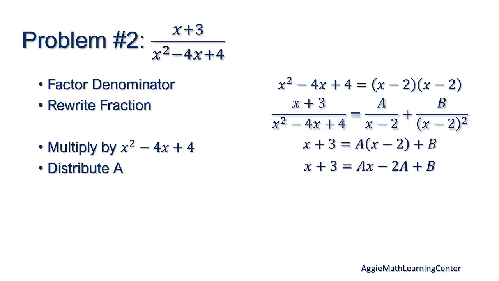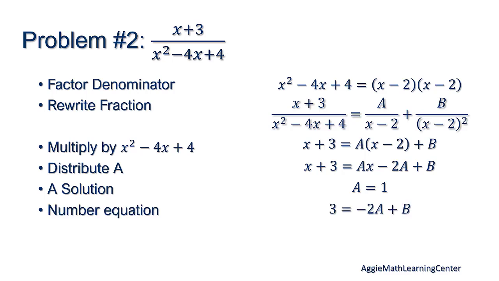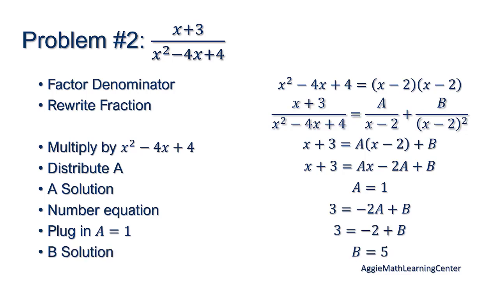After distributing the a, we have x plus 3 equals ax minus 2a plus b. We then see that there is 1x on the left side of the equation and ax is on the right side. Therefore, a must be 1. We also see that there is 3 on the left side, and our number term on the right side is negative 2a plus b. Since a equals 1, we know that 3 equals negative 2 plus b. Therefore, b will be 5.